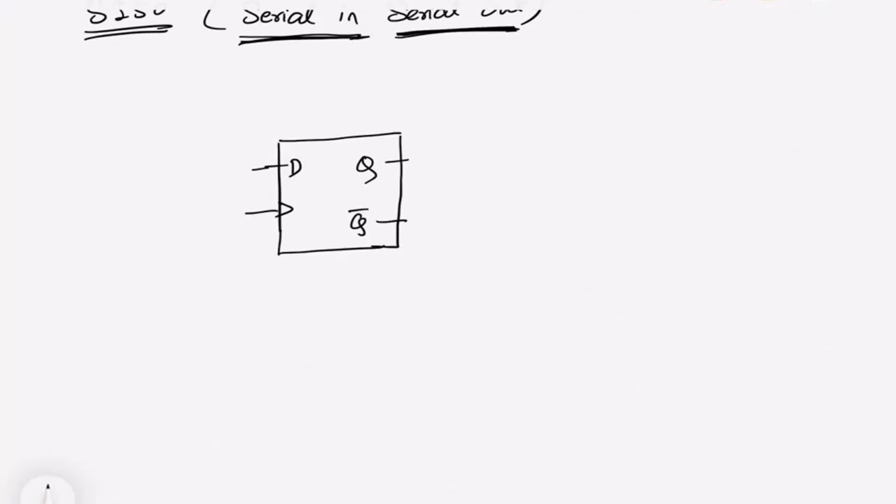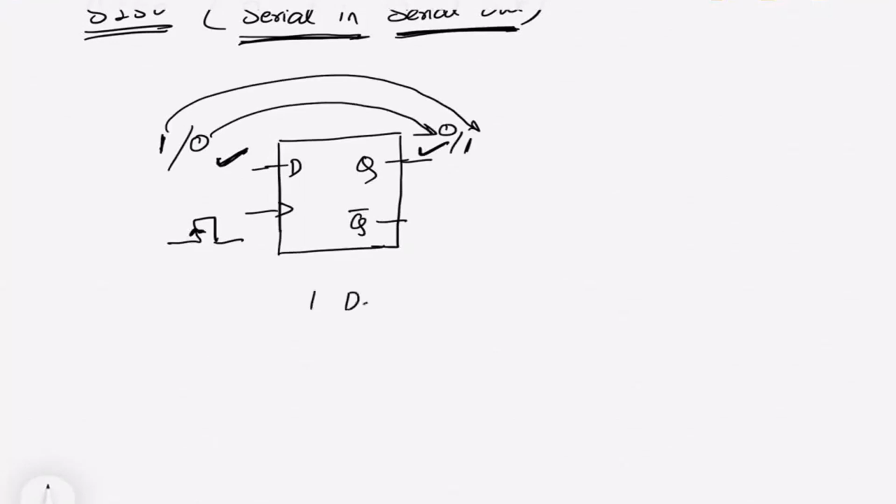okay, this is one D flip-flop. In one clock pulse, whatever data we are providing at the input side will be stored at the output side. Okay, so suppose it is 0 and we are providing one clock pulse, that is a positive edge triggered D flip-flop. So at this positive edge, this data will be stored at this output side. Means with the help of one D flip-flop, we can store one bit.